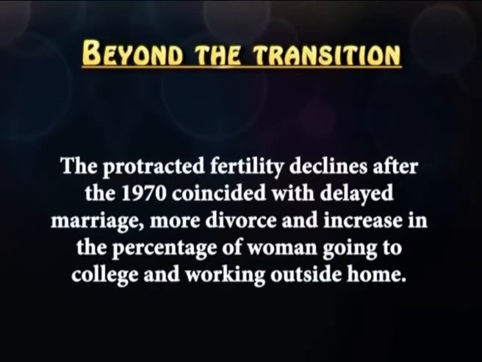The protracted fertility declines after 1970 coincided with delayed marriage, more diverse households, and an increase in the percentage of women going to college and working outside the home. The total fertility rate in many European countries fell below 2 children per woman by 1980.